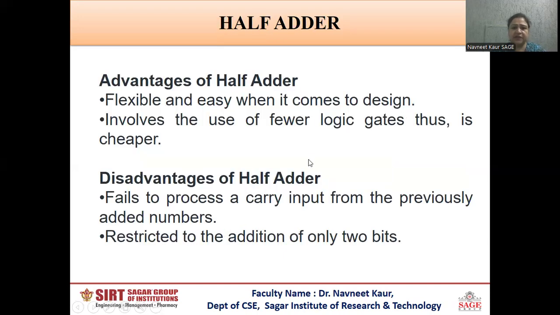Now, coming to the advantages and disadvantages of the half adder and full adder. First, we will see the half adder. Half adder is flexible and easy because it is very easy to design. It involves the use of a lesser number of logic circuits, therefore it is cheaper. The disadvantage is that it is restricted to addition of only two input bits and it fails to add a carry input from previously added numbers.